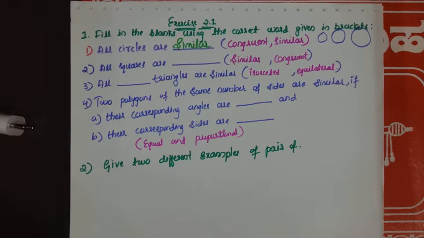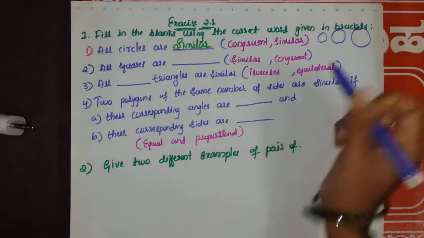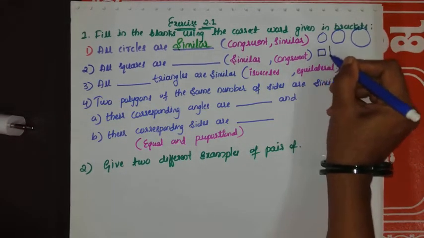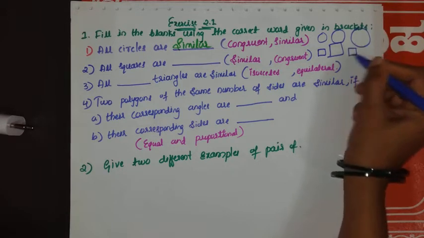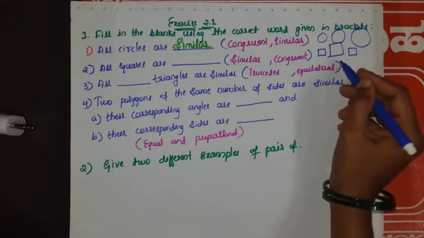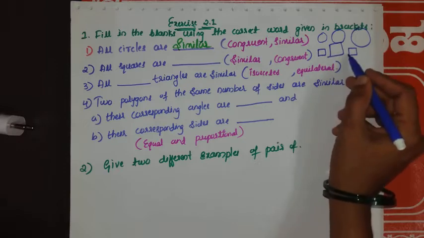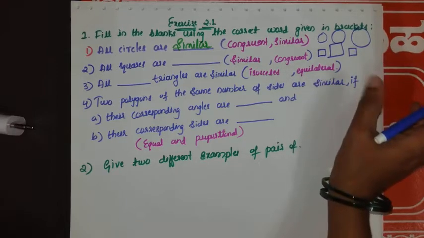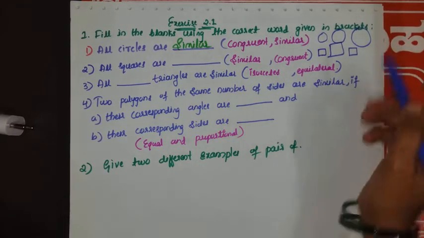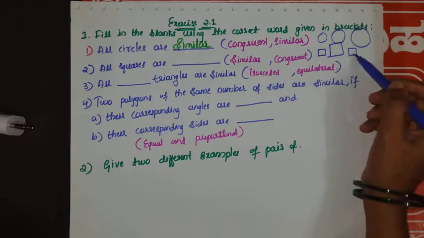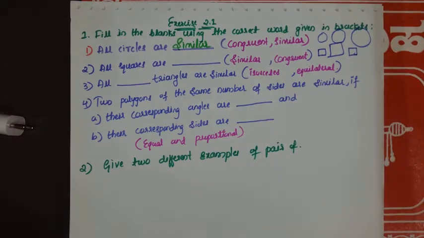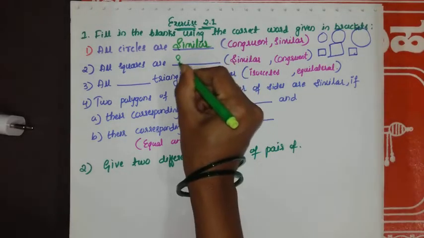Next, all squares are dash. Here also, all squares means this is one square, this is another square, and one more square. These have the same shapes. Don't consider size, they have given all squares. So that's why these are also similar. All squares are similar.